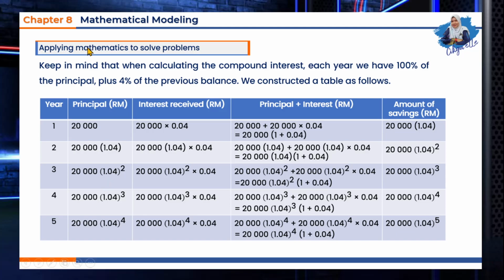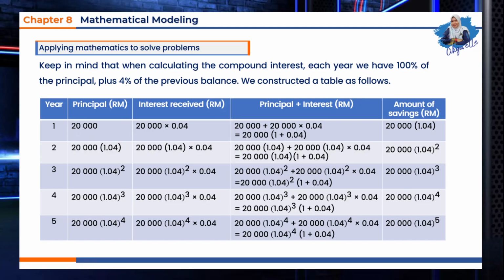Now we have to apply mathematics to solve problems. Assume that we do not know the formula for compound interest, so we use our other knowledge about mathematics. Keep in mind that when calculating compound interest, each year we have 100% of the principal plus 4% of the previous balance. We construct a table as follows.